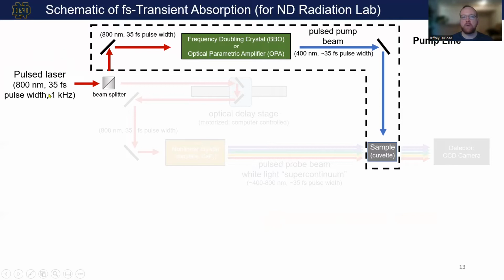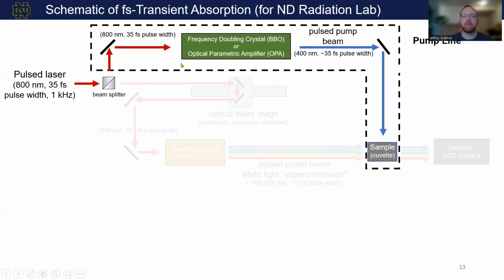That laser pulse is going to first be incident on a beam splitter. Some of the light's going to go through the beam splitter for our probe line, but we're going to ignore that for now. We're just going to look at the fraction of light that goes up here and starts to interact with what we call our frequency doubling crystal. Or we can also interact it with the optical parametric amplifier, but let's just focus on the doubling crystal.